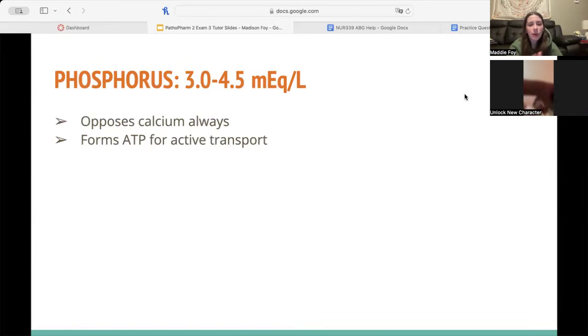Phosphorus here, 3.0 to 4.5. Phosphorus opposes calcium always. So we're going to start seeing a lot of similarities where, with hypocalcemia, you're going to see hyperphosphatemia and vice versa. These work in opposition with one another. Phosphorus is super important because it forms ATP, which as we know is super important for your entire metabolic cellular function.